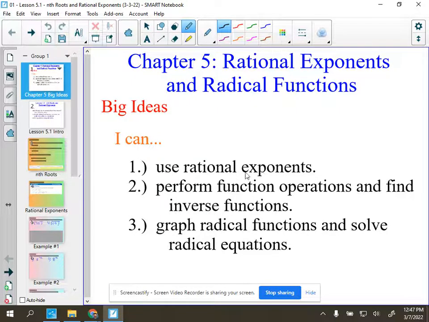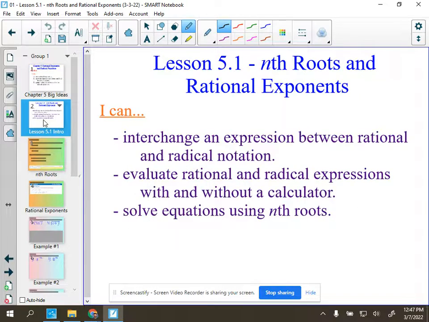We'll hit for sure rational exponents today, talk about what they are and some properties of them, with a little bit more properties of exponents in the next lesson. And then in the second half of the chapter, we'll build towards some of the operations among functions and doing a little bit of graphing on radical functions at the end. So let's just jump in. Lesson 5.1 specifically, nth roots and rational exponents.